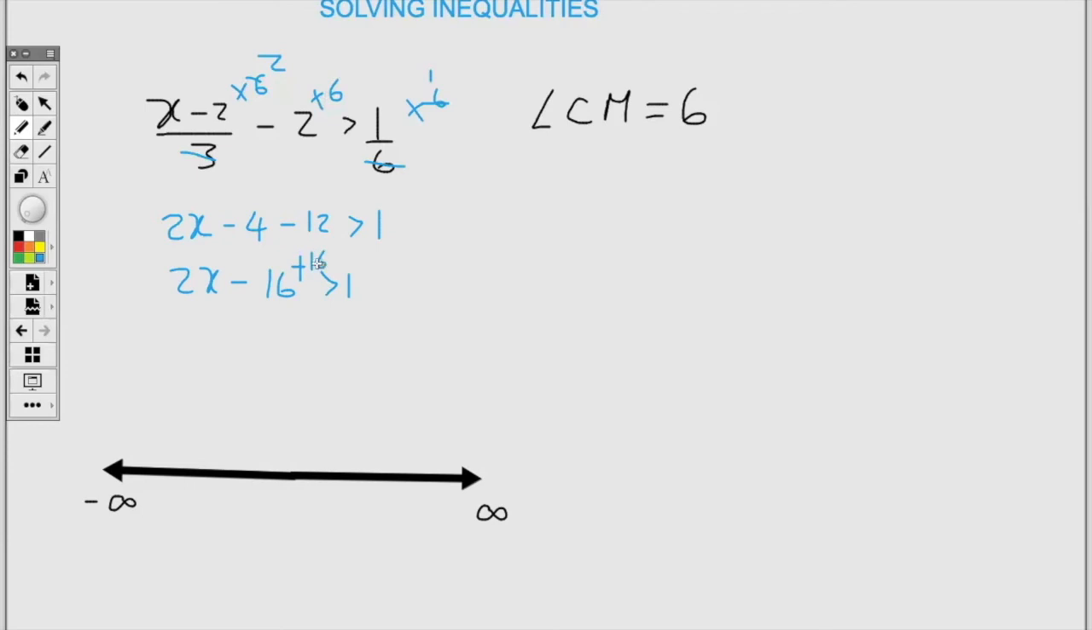Now, to get rid of the minus 16, we add 16 on both sides. So this cancels, and we're left with 2x is greater than 17. Then we divide both sides by 2. This cancels, so we have x is greater than 17 over 2. So representing this on the number line, we have 17 over 2, and because it's strictly greater than, it will be open, and we're going towards positive infinity.